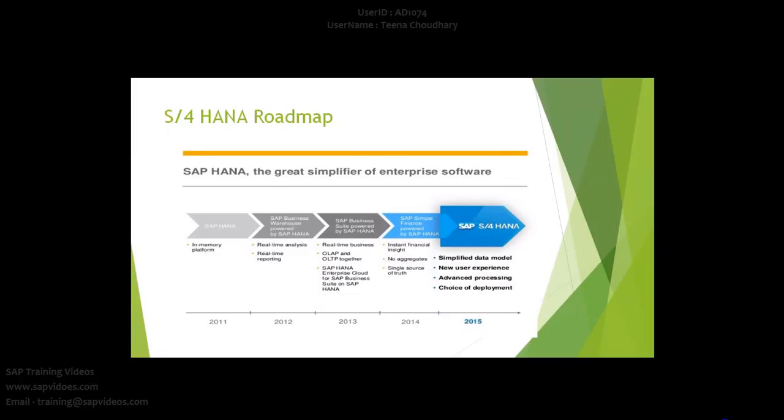So in 2013, SAP came up with SAP Business Suite powered by SAP HANA, where the whole idea was to bring real-time businesses, a reduction in the number of tables, OLAP and OLTP together, and SAP HANA Cloud was also available to customers. So this development actually started from 2013. In 2013, SAP already had the product, but it was under testing mode. In 2014, SAP launched SAP Simple Finance powered by SAP HANA.